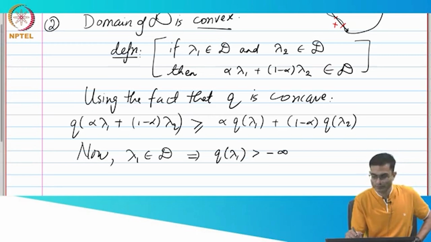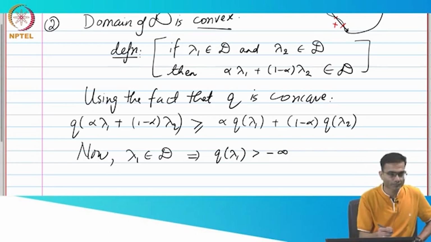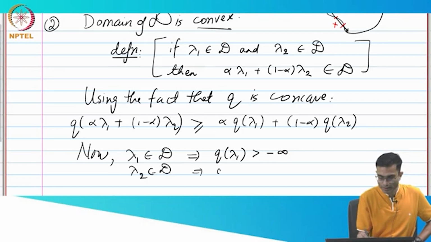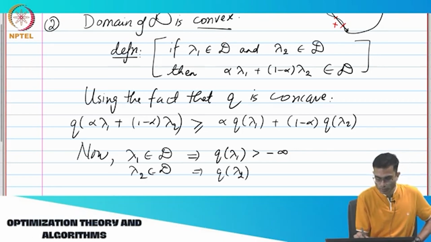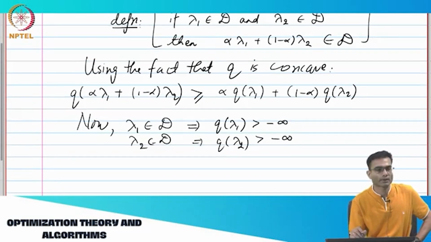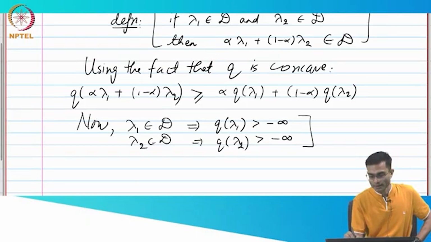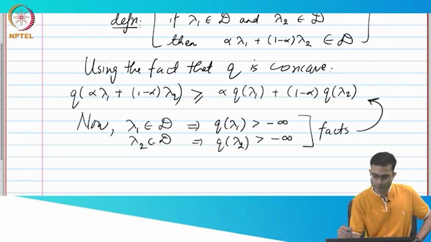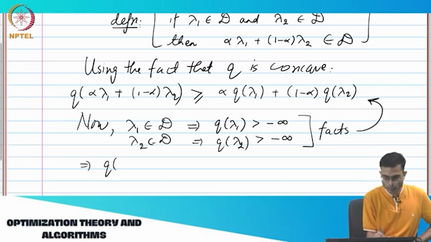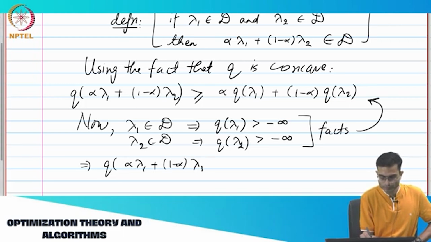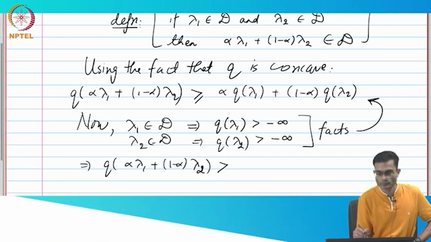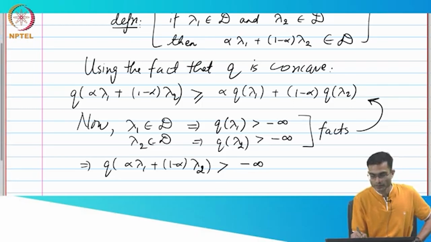Simply greater than minus infinity. Okay, in words it doesn't blow up. Similarly, if lambda 2 belongs to this, it implies that Q of lambda 2 also does not blow up, right? So now if I take these two facts and plug it into this, what can I say about Q of alpha lambda 1 plus 1 minus alpha lambda 2? This is going to be greater than minus infinity.